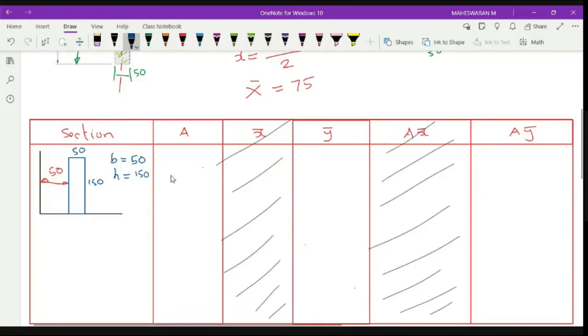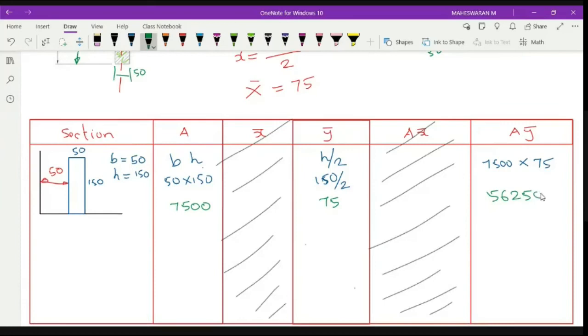Now let us proceed. What is my area? Area is base into height. So it is 50 into 150. What is the value? 7,500. So you are getting 7,500. Next, y bar. Y bar is h by 2, which is 150 by 2. Right? In that case, I will get 75. A into y bar, multiply and tell me. So your A into y bar. So A is 7500 into y bar is 75. 562500. Right? So this is my first value.